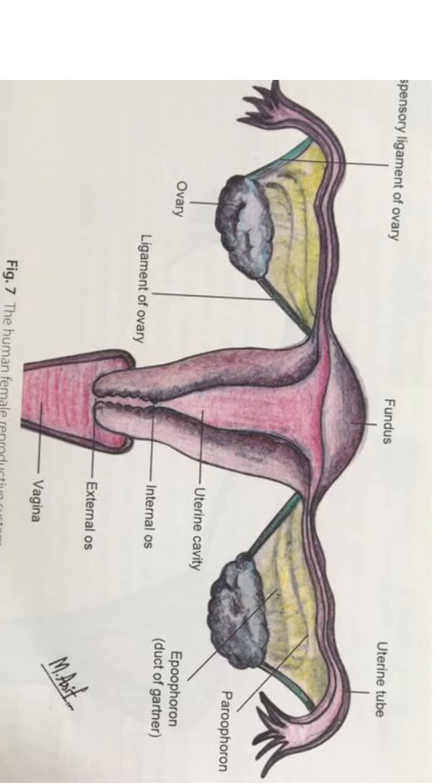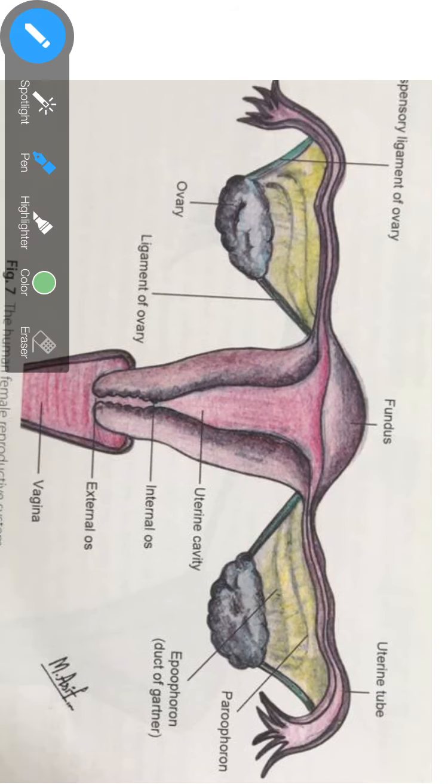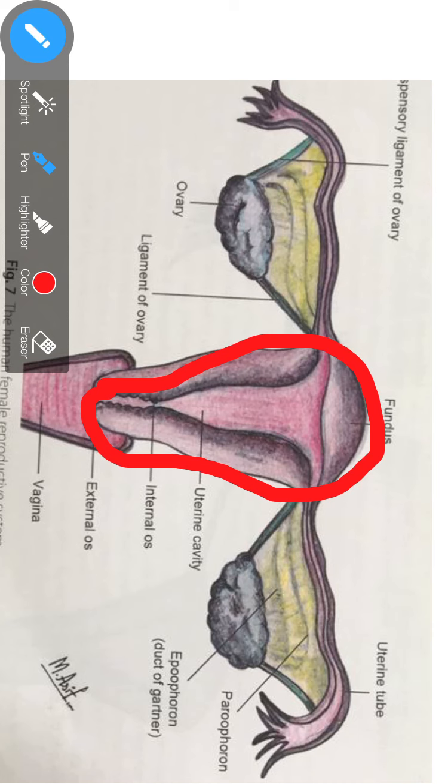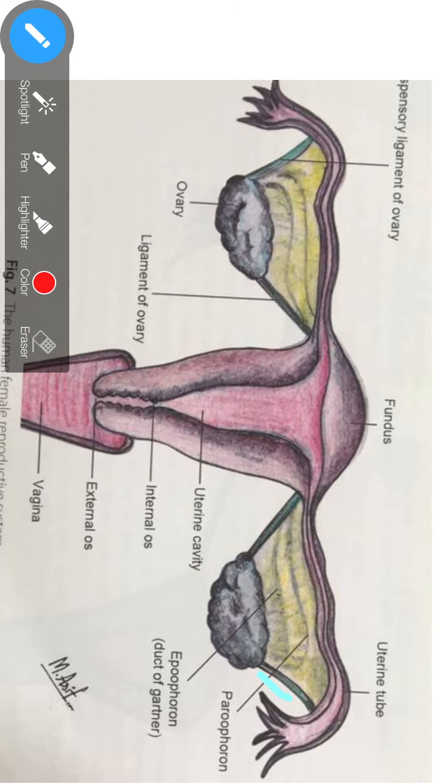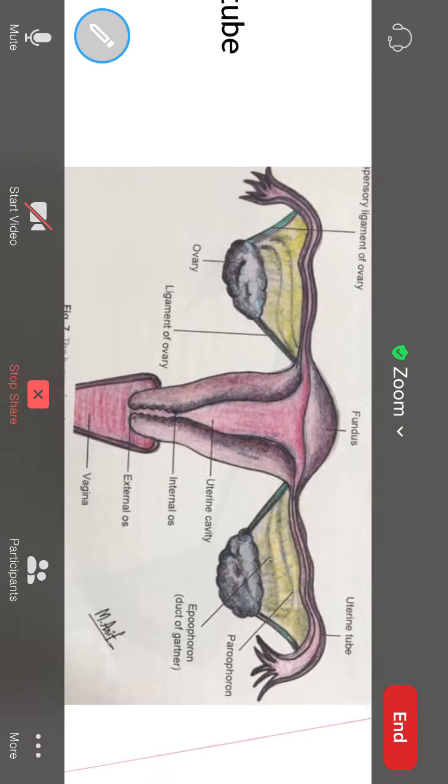See this figure properly. It includes the uterus. This is the whole uterus. These are the fallopian tubes. This is the ovary. This is the vagina, and the mammary gland is also included in the female genital tract.